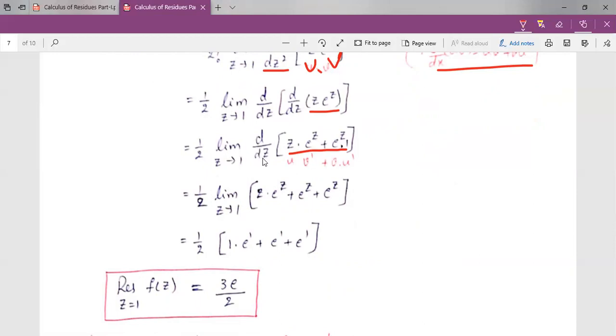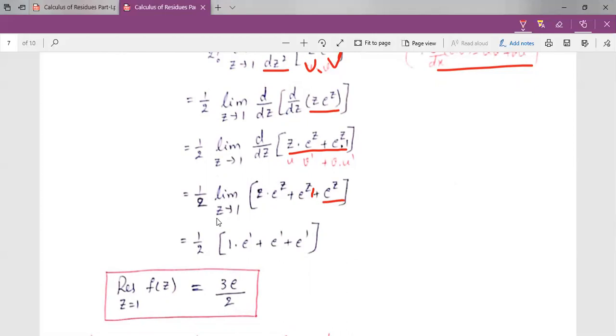Now we differentiate one more time with respect to z. We get z into e power z plus e power z. So again we use the uv formula, that is uv dash plus v u dash, e power z into 1, and the last term is e power z. When we differentiate e power z, we get e power z again.